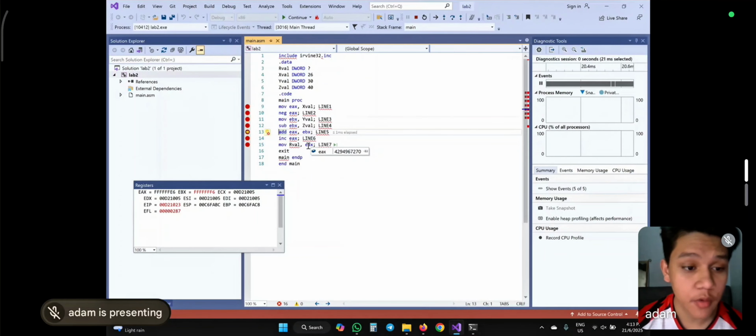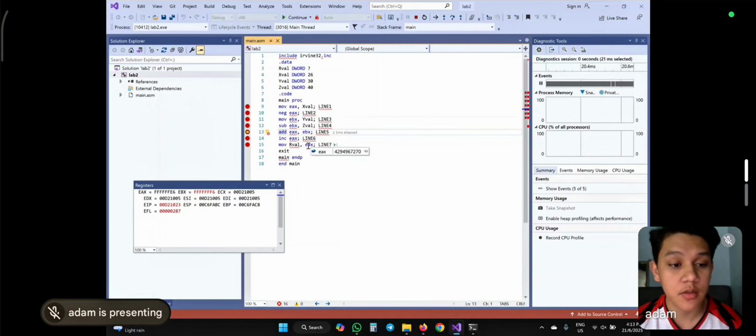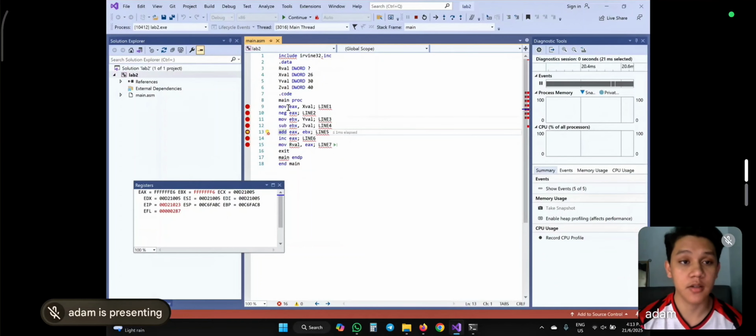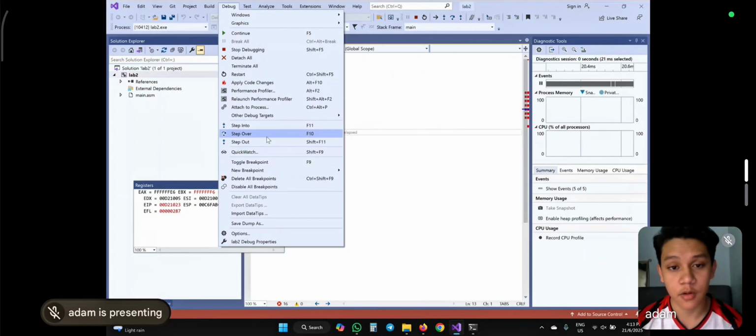In line 4. So what happened in line 4? The register EBX changed once again into FFFFFFF6 hexadecimal. This is because we are subtracting the value of Zval, which is 40, from the value of the EBX register. Previously, the value of EBX was 30D, right? And the value of Zval is 40. So 30 minus 40 is negative 10. Negative 10 in hexadecimal is FFFFFFF6. Okay. That's all for line 4.